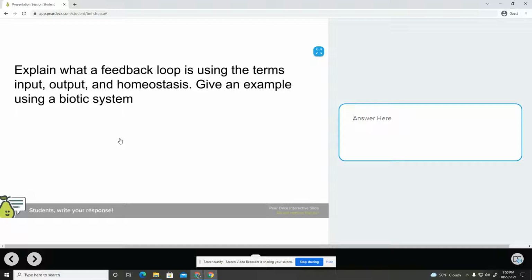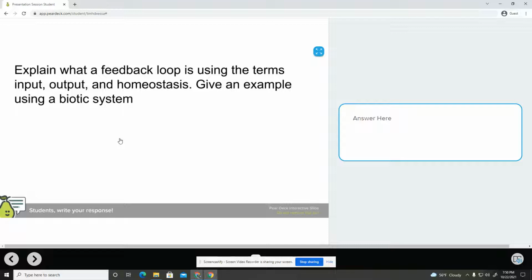the blood glucose, which we'll talk about in a little bit. If your blood glucose goes down too much, you can have a release of hormones that will cause it to go back up. Or if it goes down, you can have hunger pangs, which will then get you to eat and maintain homeostasis.